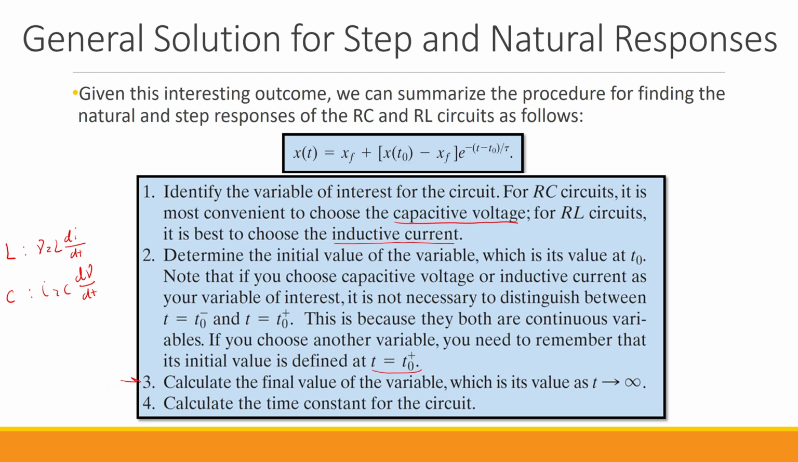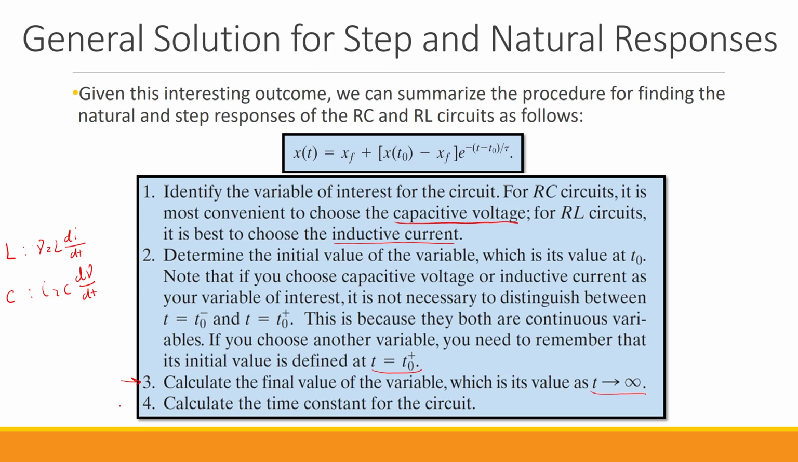Then the next step is to calculate the final value of the variable, which is its value as t goes to infinity. Since we are working only with constant sources, we need to know that at time equals infinity, an inductor acts as a short circuit. For a capacitor, we know that at time equals infinity it acts as an open circuit. So that's how we can create alternative circuits for t equals infinity and find their final values.